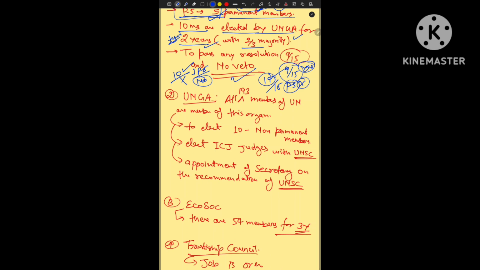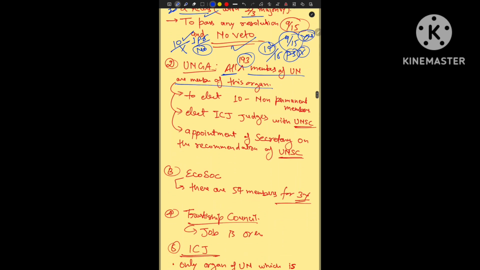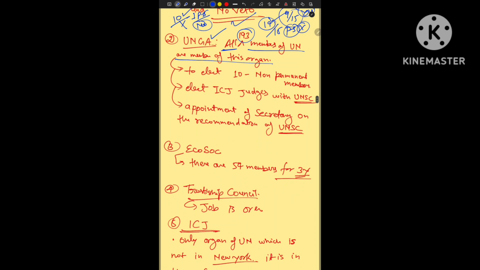The second organ, which is again very important, is the United Nations General Assembly. All 193 members of the United Nations are members of this organ. Whosoever is a member of the United Nations will also be a member of the General Assembly. What is the job of the General Assembly? To discuss all the important matters, and they also elect the 10 non-permanent members of the UNSC. So how will they be elected? They will be elected by this organ only.